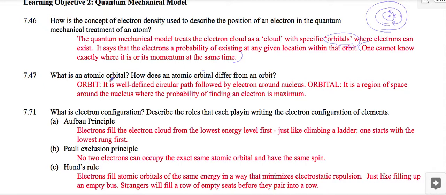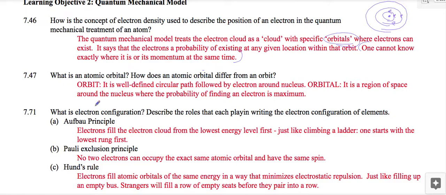All right, what is an atomic orbital? How is it different than an orbit? This is what I was trying to describe earlier. An orbit is what Bohr calls them, and this is a well-defined circular path the electron follows around the nucleus, where an orbital is a region in space where the electron has a probability of existing. That's the big difference there, and that's the language difference, so orbit versus orbital.